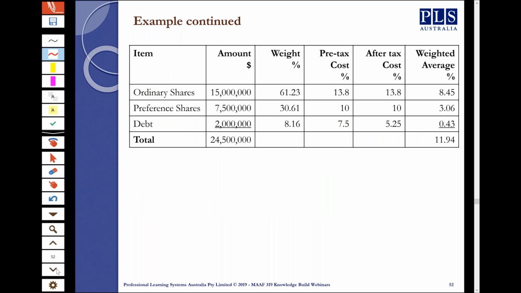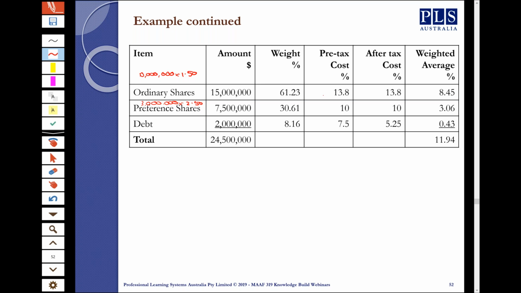My ordinary shares are my 10 million by the $1.50. That gets me my 15 million. The preference shares are my 3 million by the $2.50. Gets me my 7.5. 15 divided by 24.5 gets 61.23. 7.5 by 24.5 gets 30.61. And then 2 divided by 24.5 gets 8.16.